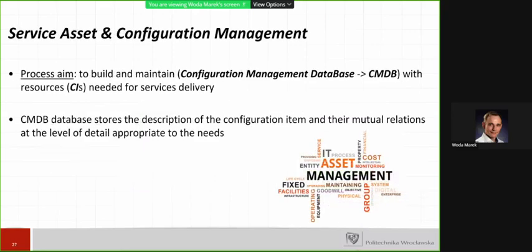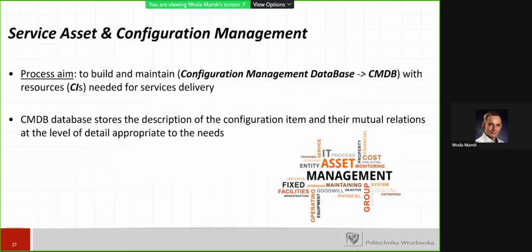Another process which is essential is service asset and configuration management. What this process does is gather information about the inventory of the company. So basically, all configuration items have to be discovered and saved in some kind of inventory. Usually this is some kind of system. Some companies keep this list in Excel, which is not very convenient.